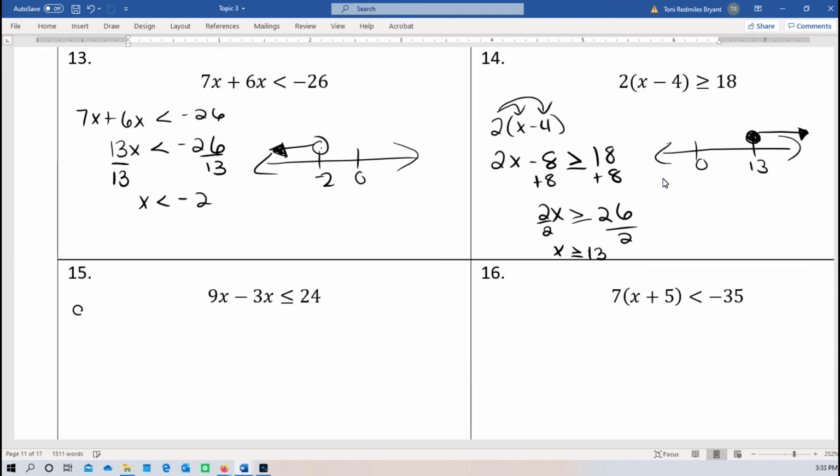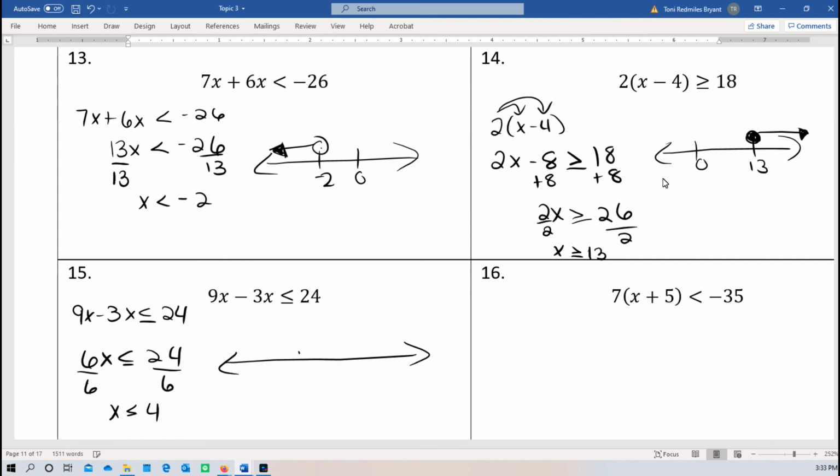All right, again, got to get those like terms together. So I'm going to get 9x and -3x together, which is going to give me a 6x. That looks like a much easier problem. Now when I divide out the 6, because it's the opposite operation of multiplication, I'm going to get a 4. So x is less than or equal to 4. All right, so a number less than 4 would be 0, 3, -1. The numbers on the left of 4.